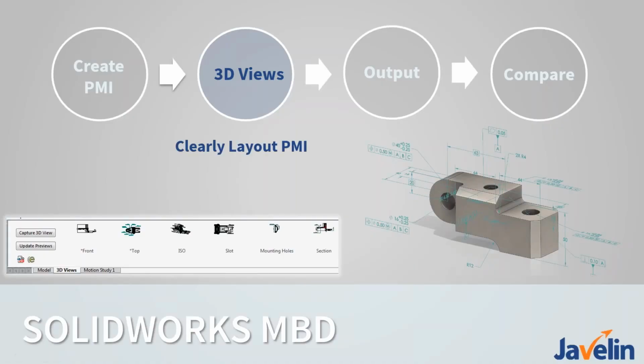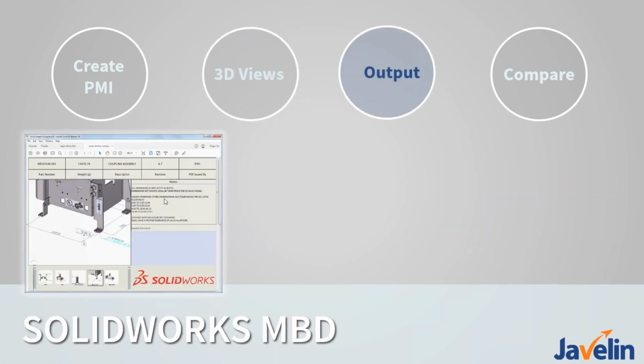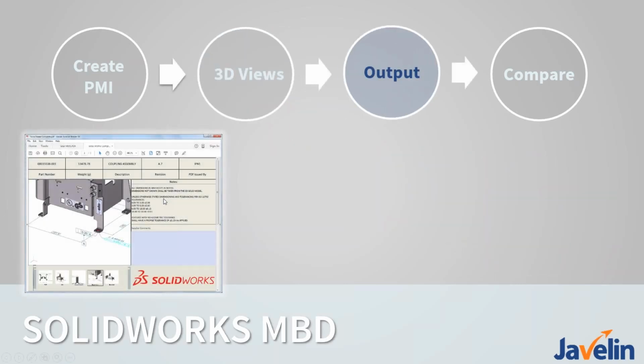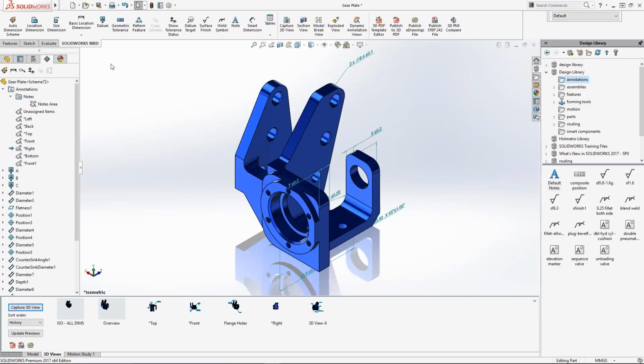So we saw how easy it is to create all of that PMI information, capture that into 3D views super clearly. Now we're going to talk, like I said, about the outputs. What kind of outputs can we create with MBD? So if you look at my toolbar up here, I've got many things I can do. I can export it to a 3D PDF, publish it as an eDrawings file. I can publish a STEP 242 file. Those are the options that we have here.